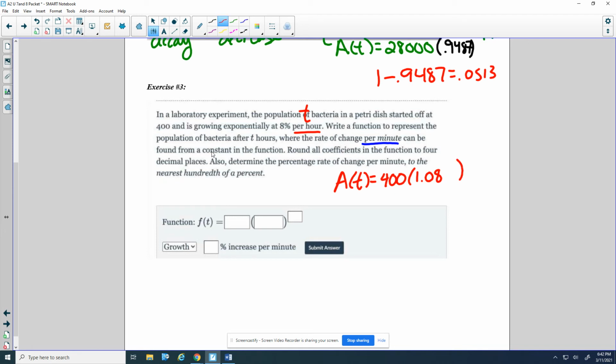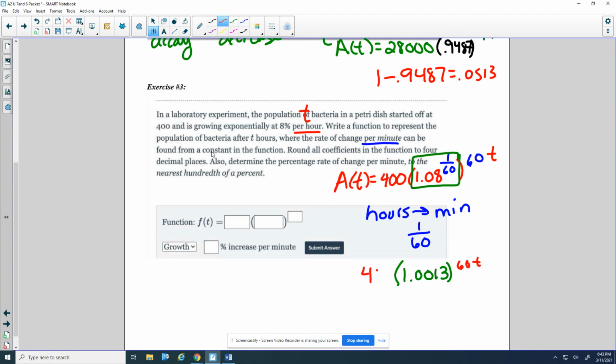So I'm going to set this up. We know we have to change our function, so we're going to leave some spaces. So we are now going from hours to minutes. So that's getting smaller again. So this is 1/60th. So I'm going to raise this to the 1/60th, put the 60 out here. So once I take this in, okay, it's going to be pretty close to 1 because if it's growing 8% in an hour, it's not growing so much each minute. So this is going to be 1.0013 to the 60t, 400 in the front.